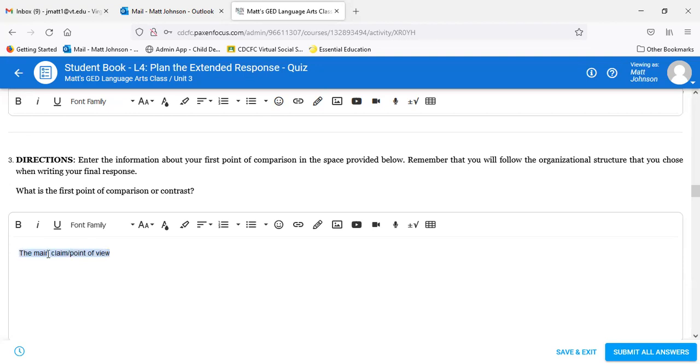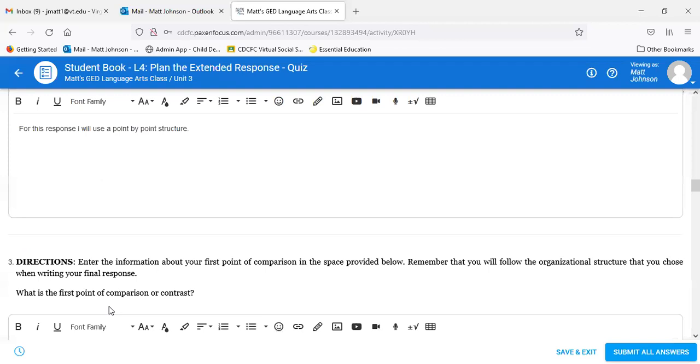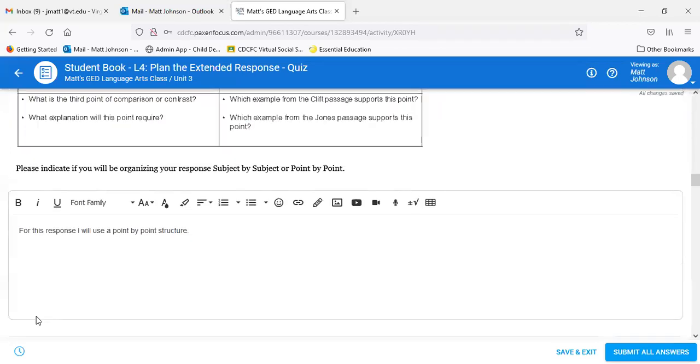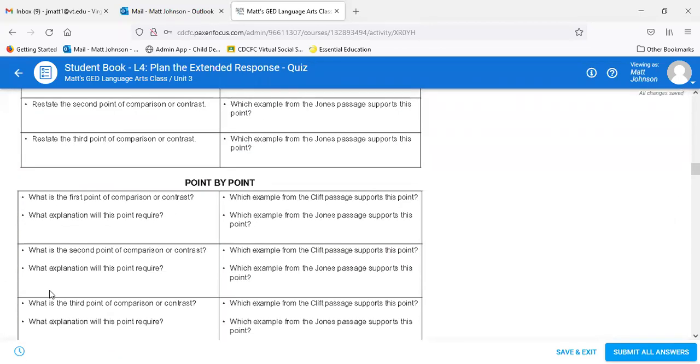So, copy, paste there, make it easy for you guys. And as they're saying, as you're taking notes, if you're reading this for your exam, you might chart or note that as you go. But that's what it's asking you to do, right? Looking at this chart, first thing we've done, right? What is the first point of comparison or contrast? That's going to be their points of view.